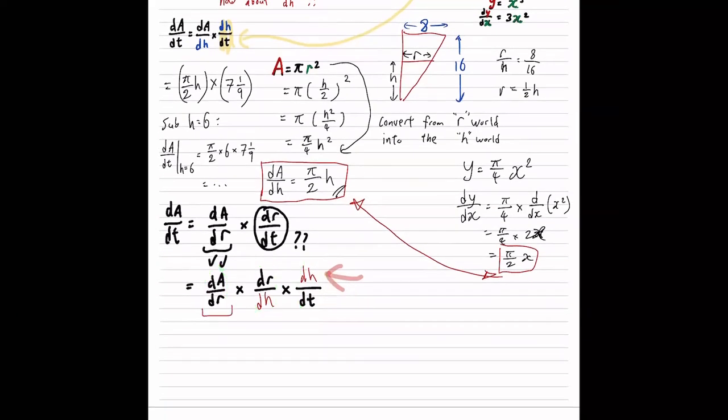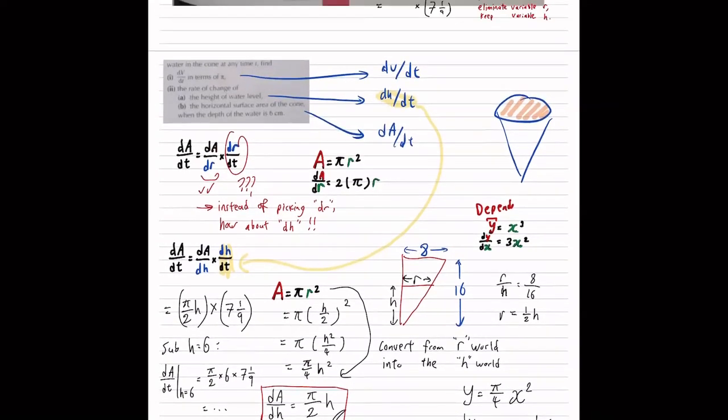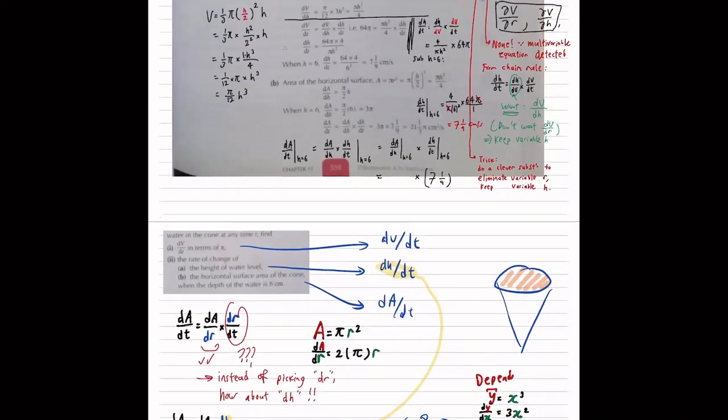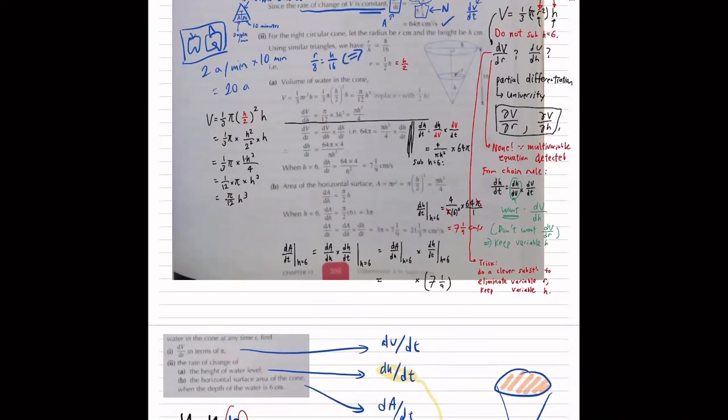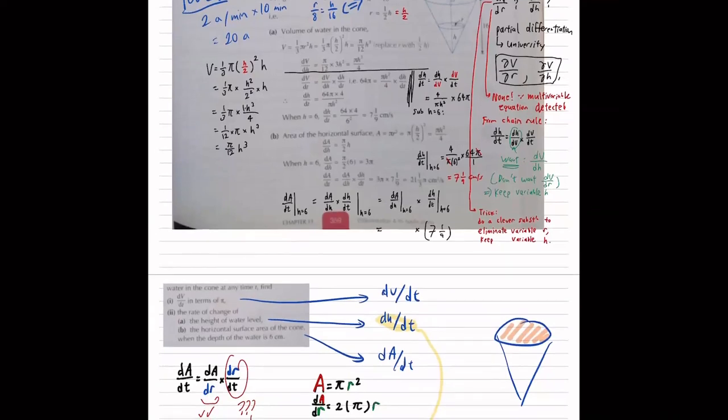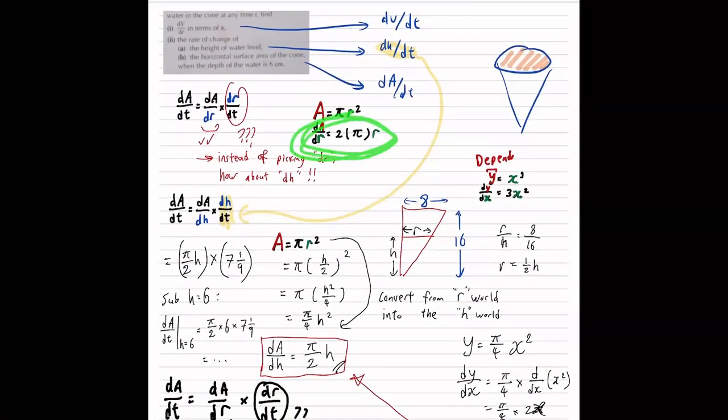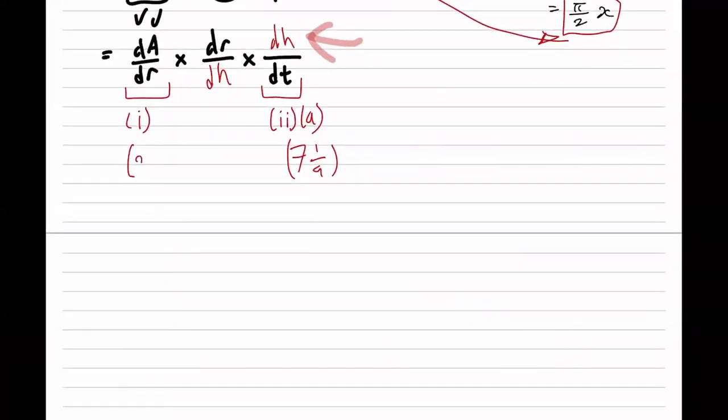We already know dA by dr. This was part 1. dH by dt, we also know, it was part 2, part A. Remember the 7 1/9? dA by dr was what again? Let me double check. What was our answer to dA by dr? Oh, right, it's over here, 2 pi r. Pi r squared, dA by dr becomes 2 pi r. So we can sub in 2 pi r. Then all that's left is the middle guy. What's dr by dH?